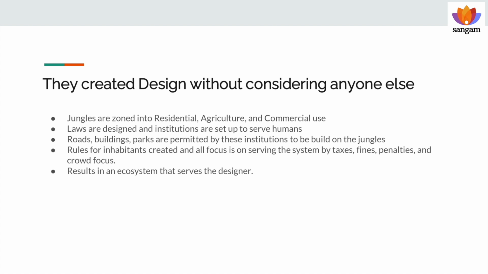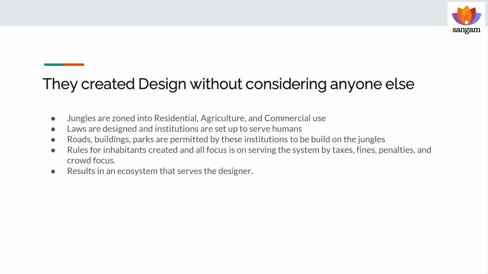Now this designer comes to the jungle. He zoned the jungle into residential, agriculture, and commercial use. The laws are designed, and institutions are set up to serve the designer or the humans. You see there are roads, buildings, parks, all permitted, and the institutions are built on the jungles. Rules for inhabitants are created, all focusing on serving the system through tax, fines, and penalties. So there is a result. This all results in an ecosystem that serves the designer.